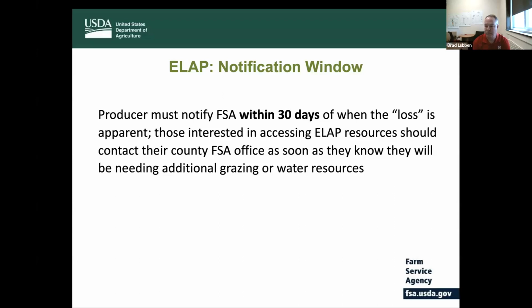The significant difference between the Livestock Forage Program and the Emergency Livestock Assistance Program, which is ELAP, is the requirement to file a notice of loss under ELAP. Under LFP, that requirement is not there, but ELAP does have a notification of filing a notice of loss, and producers must file that within 30 days of when the loss is apparent. So if a producer is in a situation where they realize they're going to need to go additional miles to get feed, that they're going to have to transport their livestock further than what they normally would have in order to get to grass, they're going to want to contact that office as soon as possible to file a notice of loss.